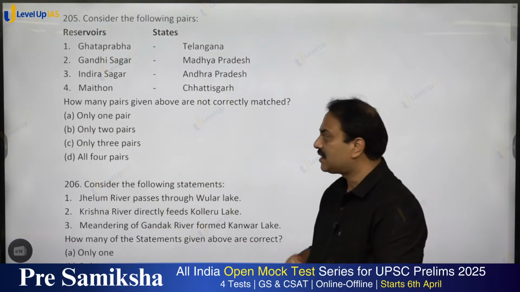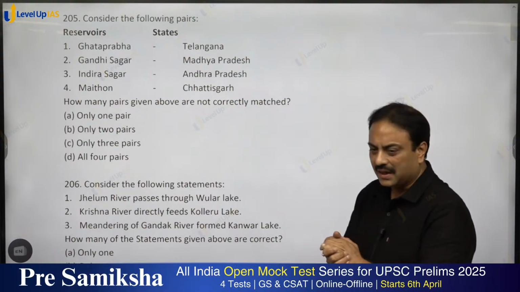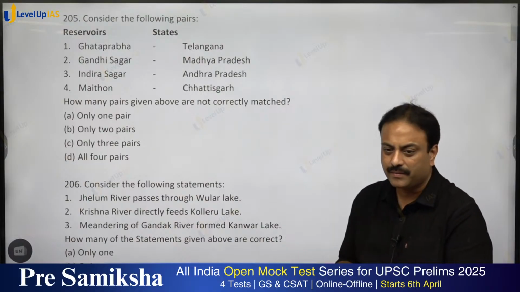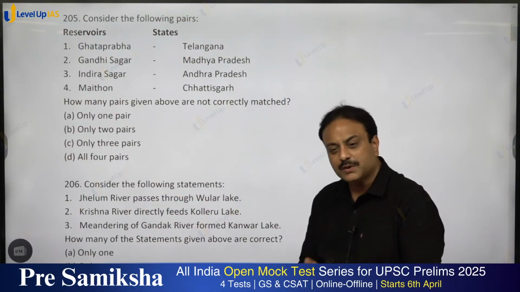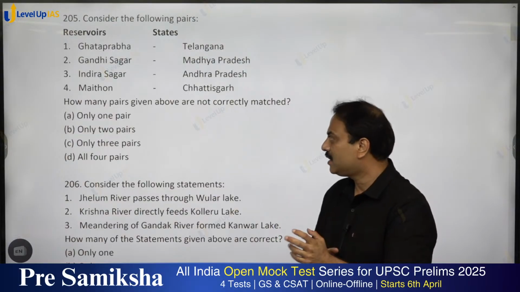Consider the following pairs. Reservoirs are given, states are given. Ghatprabha. Ghatprabha is a river in Karnataka. So Ghatprabha reservoir is also in Karnataka. It has nothing to do with Telangana. So it is a wrong one.